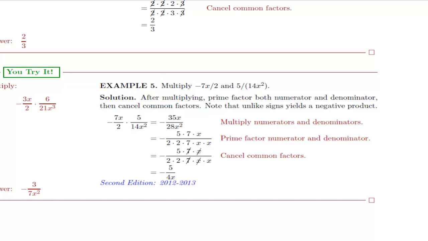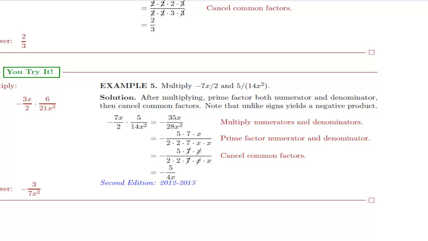Example 5. Multiply negative 7x over 2 and 5 over 14x squared. Solution: after multiplying, prime factor both numerator and denominator, then cancel common factors. Note that unlike signs yield a negative product, so we can just focus on multiplying the two fractions and make the result negative. Multiplying the numerators, we have 7x times 5 is 35x, and the denominators, 2 times 14x squared is 28x squared.